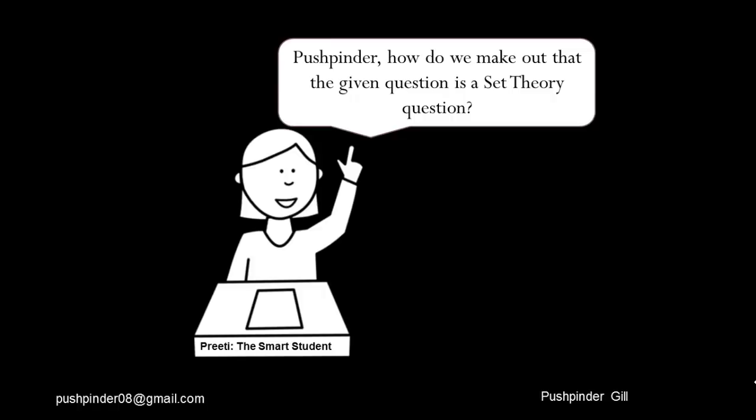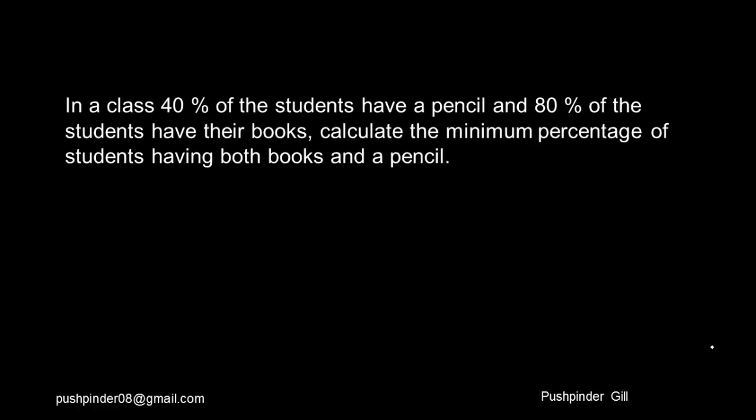This is a typical set theory question. In a class, 40% of the students have a pencil and 80% of the students have their books. Calculate the minimum percentage of students having both books and pencil. Now, you already know that a class comprises 100% of the students. The total number of students will always be 100%.